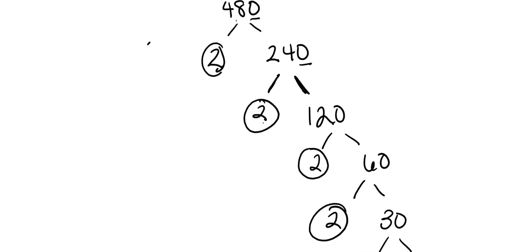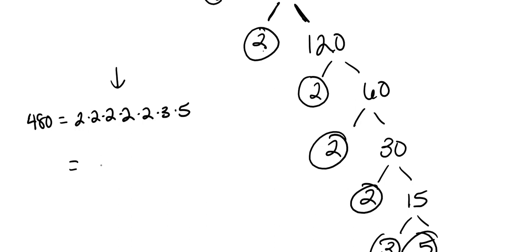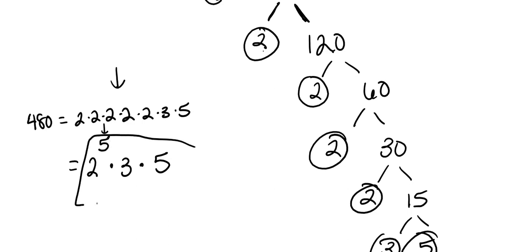So how many 2's do we have? If we count, we show 1, 2, 3, 4, 5. So 480 is 2 times 2 times 2 times 2 times 2 times 3 times 5. If we multiply all of that together, it's equal to 480. This is the prime factorization. And as a shortcut, we can represent this as 2 to the 5th power times 3 times 5, because there are 5 copies of 2. So we show that by the exponent. So this is the prime factorization of 480.